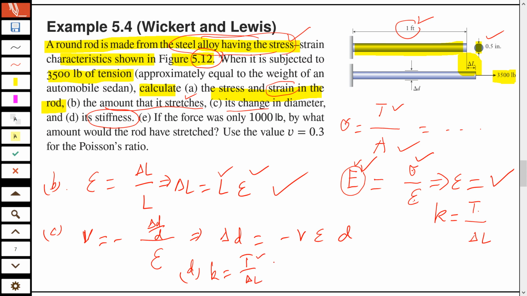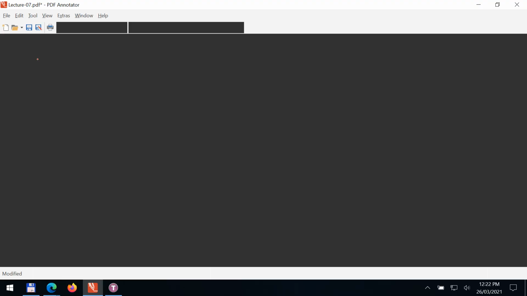You know T, which is 3,500 pounds, and you worked out delta L from part B, yeah? You know this from part B. So you will know K, yeah? So can you now tell me how to solve part E? Part E में क्या है? Let me clear this so that you know what we are doing.